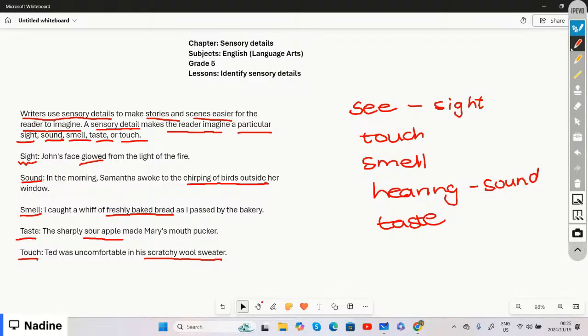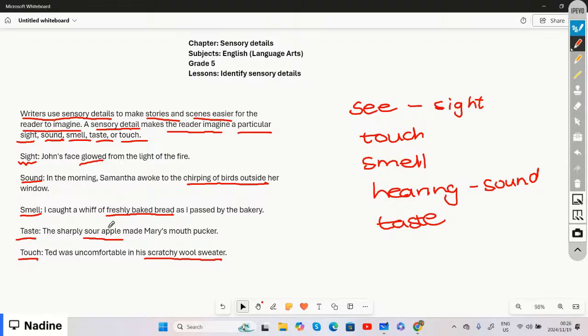Right? So these are a few examples of how writers use sensory details to make stories and scenes easier for us as the readers to imagine. Because remember, the older you get, there are no pictures in the book. You'll even find a book without a single picture, just words. So you will have to use your imagination, and that is where our sensory details come in.